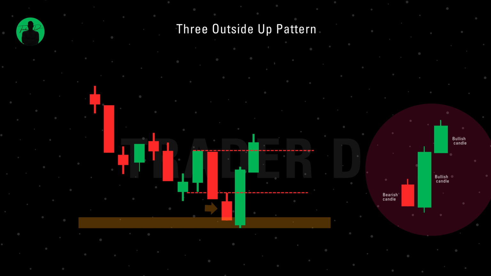You spot a red candle near support, followed by a strong green candle that closes above the red candle. The third green candle forms, confirming the 3 outside up pattern. Once the third green candle closes, you can enter a long trade. Place your stop loss below the support area to manage risk.